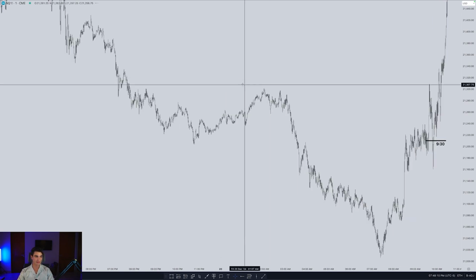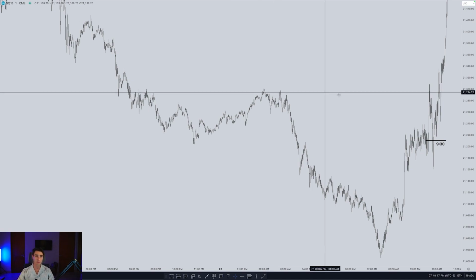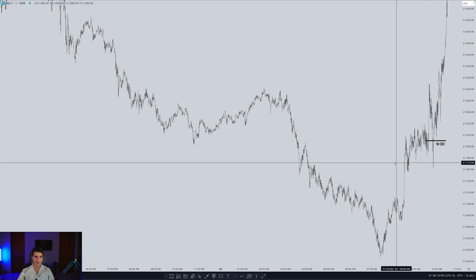Here we see we have London highs over here. And again, this teaching is not about finding bias, finding the draw on liquidity. This is assuming you already know where the market should draw to. I'll share a few timing elements here.